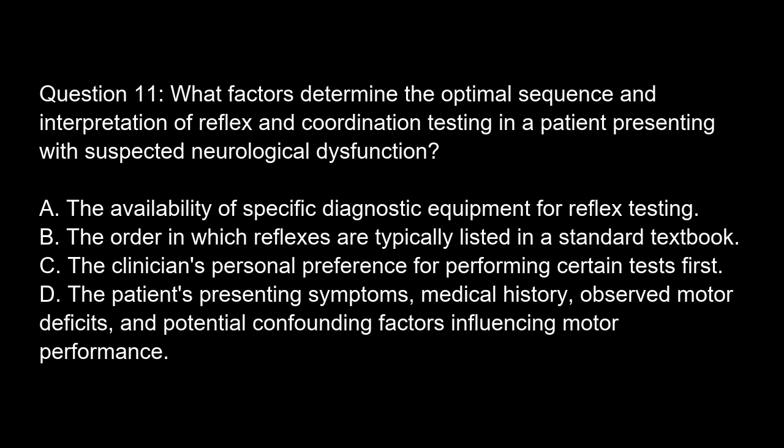Question 11. What factors determine the optimal sequence and interpretation of reflex and coordination testing in a patient presenting with suspected neurological dysfunction? Option A. The availability of specific diagnostic equipment for reflex testing. Option B. The order in which reflexes are typically listed in a standard textbook. Option C. The clinician's personal preference for performing certain tests first. Option D. The patient's presenting symptoms, medical history, observed motor deficits, and potential confounding factors influencing motor performance.